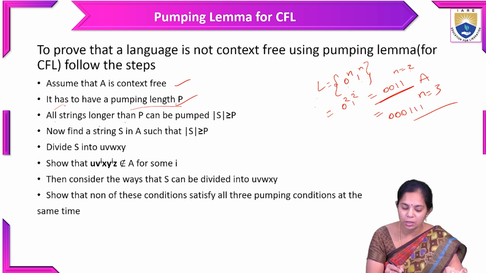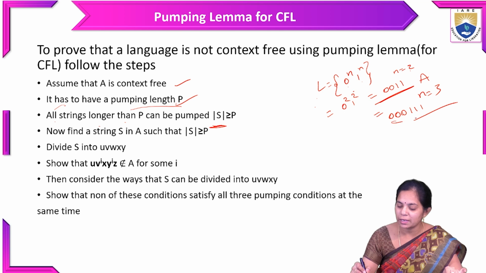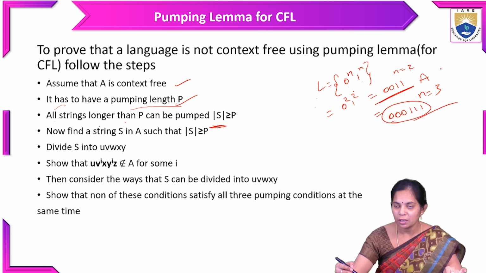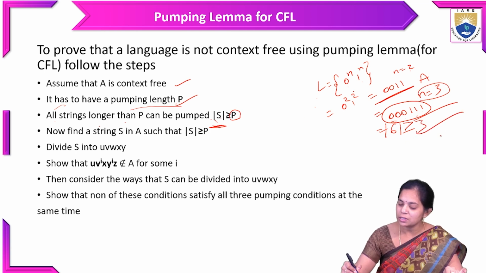All the strings longer than P can be pumped, and here S is this entire string, named as a string S. If you count the length of the string, modulus of S, the number of symbols involved in the string is 6. So here modulus of S is greater than or equal to P, where we have taken P equal to 3. So this condition is satisfied.